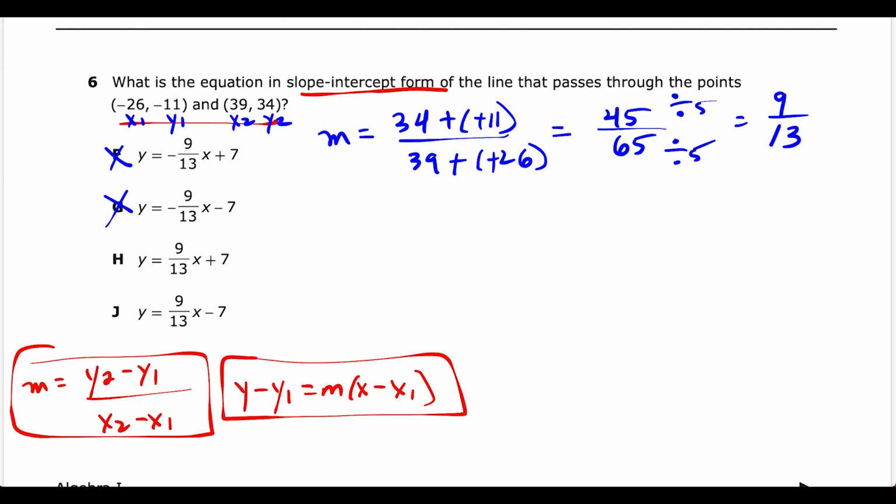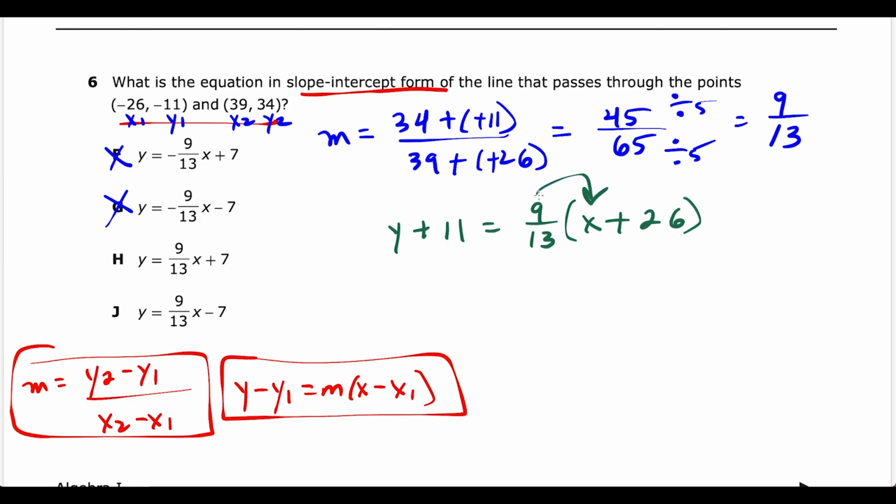So now we're ready to write the equation of our line. We're just going to plug into this formula here. I could use any one of these points, but let's use the first point, x1, y1. So we have y minus y1, and y1 is -11. So y minus -11 changes to y plus 11, equals the slope m we just found, 9 over 13, multiplying x minus x1. Just remember, when you plug in, these are going to change signs. If I do minus -26, that becomes a plus 26.